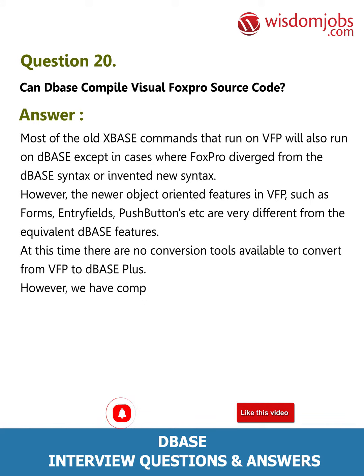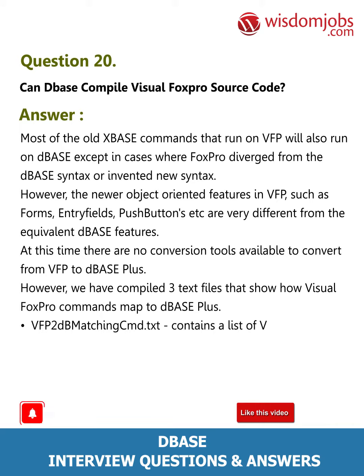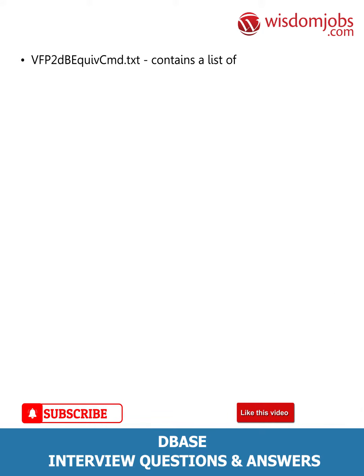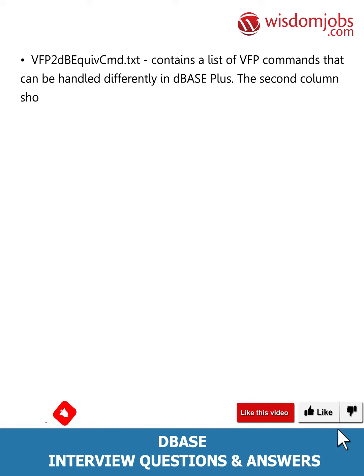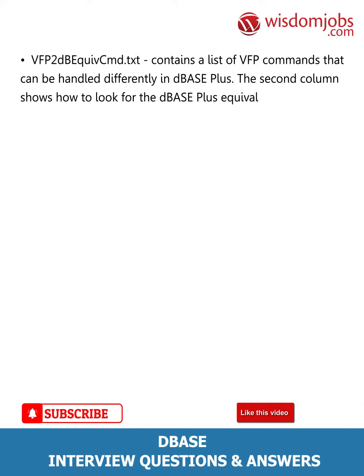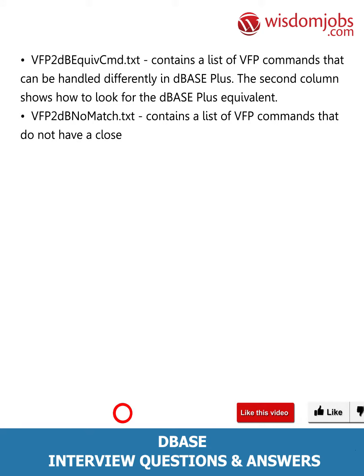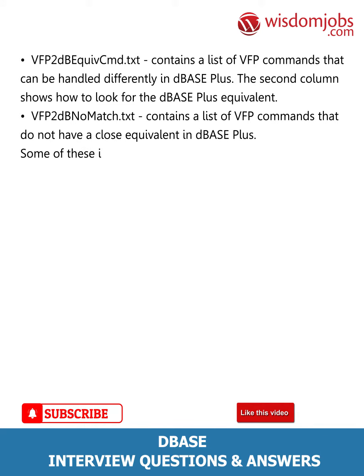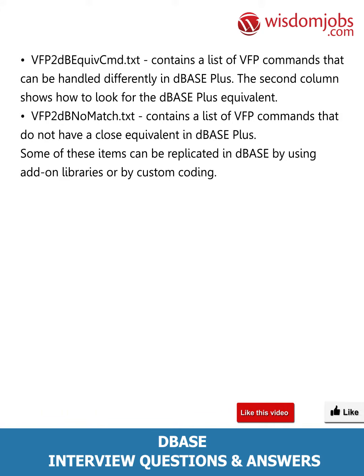However, we have compiled 3 text files that show how Visual FoxPro commands map to dBase Plus. VFP2 matching.txt contains a list of VFP commands whose names map to exact or nearly exact dBase Plus equivalents. VFP2 equiv.txt contains a list of VFP commands that can be handled differently in dBase Plus. The second column shows how to look for the dBase Plus equivalent. VFP2 nomatch.txt contains a list of VFP commands that do not have a close equivalent in dBase Plus. Some of these items can be replicated in dBase by using add-on libraries or by custom coding.